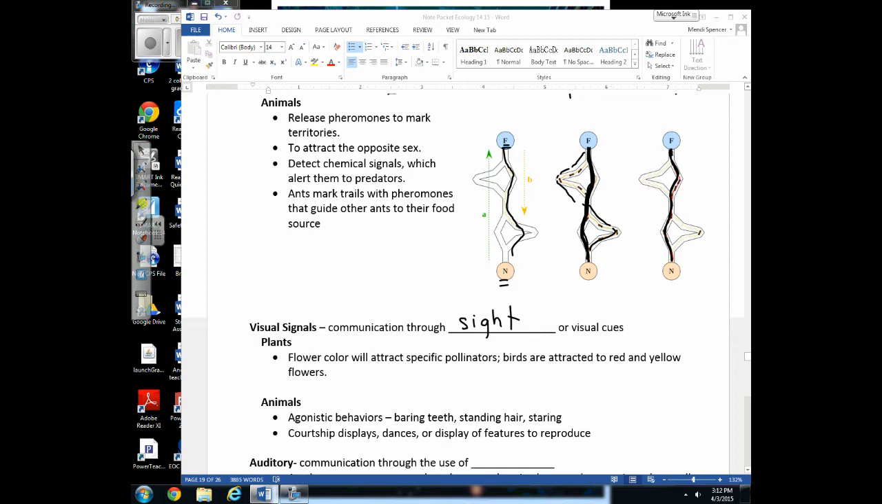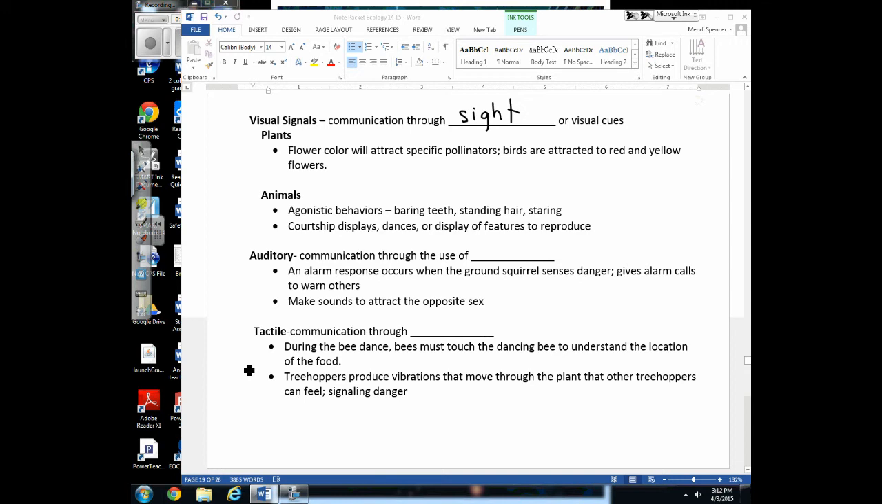Certain flower colors have become more common over time because certain pollinators are more attracted to certain colors. Birds are attracted to red and yellow. Bees are attracted to a different color. But again, plants are using these visual signals so that they can reproduce.